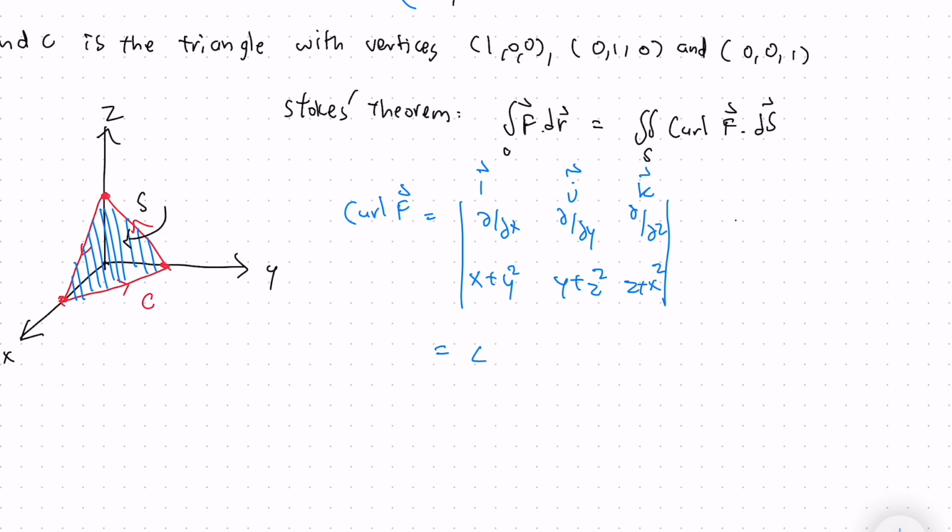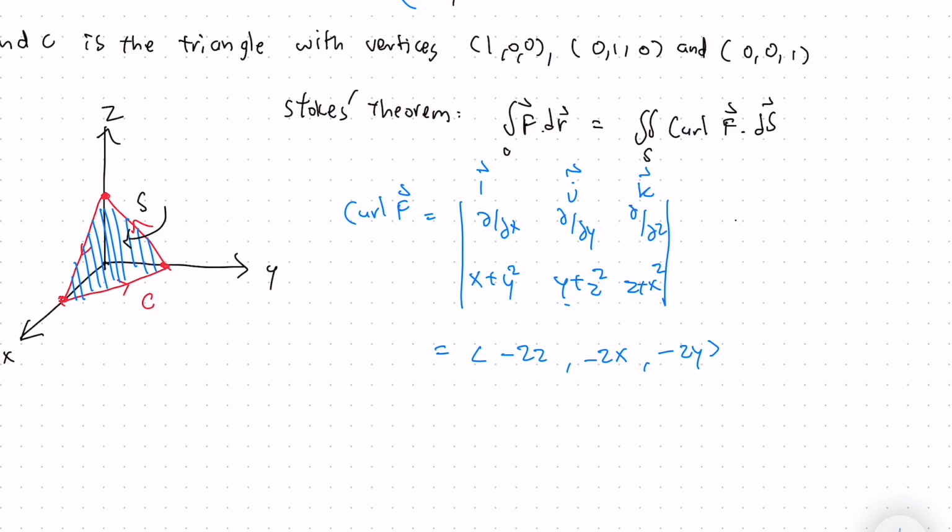So this is going to be 0 minus 2z for the first component, taking the partial derivatives. Then the second component is going to be 0 minus 2x, and finally the last component is going to be 0 minus negative 2y. And so that is the curl of our vector field.